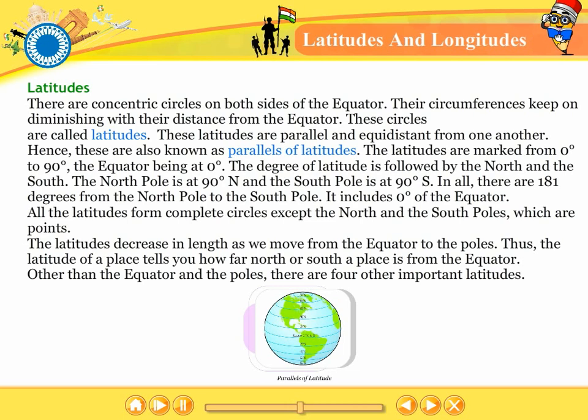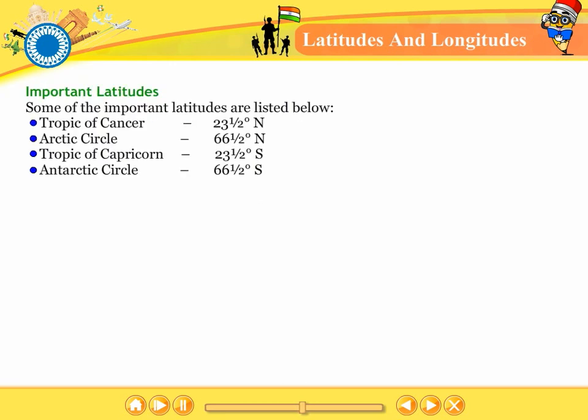Other than the equator and the poles, there are 4 other important latitudes. Important latitudes. Some of the important latitudes are listed below. Tropic of Cancer, 23.5 degree north. Arctic Circle, 66.5 degree north. Tropic of Capricorn, 23.5 degree south. Antarctic Circle, 66.5 degree south.